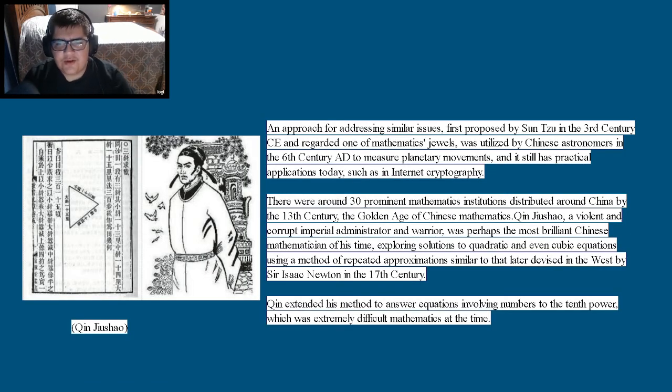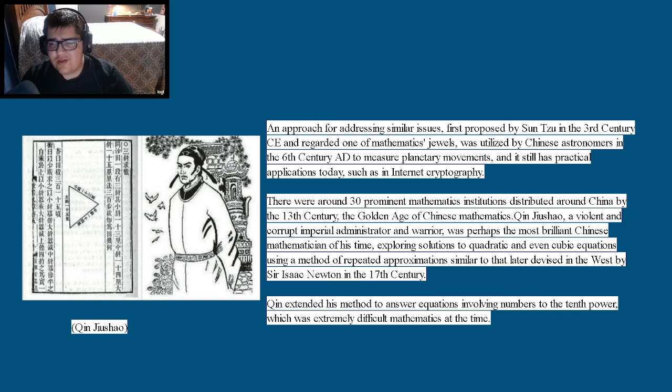An approach for addressing similar issues, first proposed by Sun Tzu in the 3rd century CE and regarded as one of mathematics' jewels, was utilized by Chinese astronomers in the 6th century AD to measure planetary movements, and it still has practical applications today, such as internet cryptography. There were around 30 prominent mathematics institutions distributed around China by the 13th century, the golden age of Chinese mathematics.